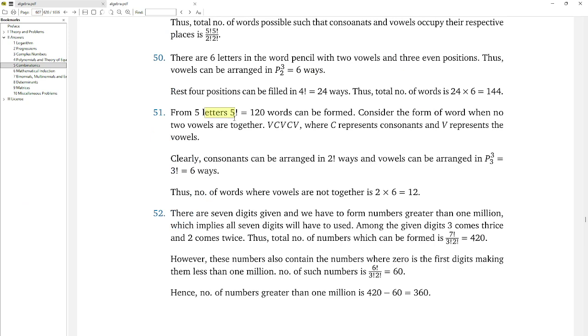So for 5 letters, total number of words is 5 factorial, that is 120. Now we consider the form of word when no 2 vowels are together. So we can write in V form, where C represents consonants and V represents the vowels. So as you can see, V can be arranged in 3 factorial ways and C can be arranged in 2 factorial ways. The total number of words where vowels are not together is 2 times 6, that is 12.